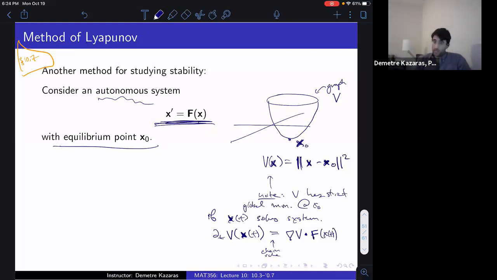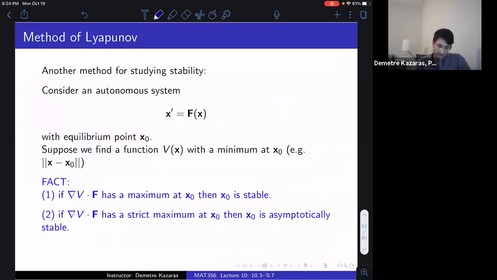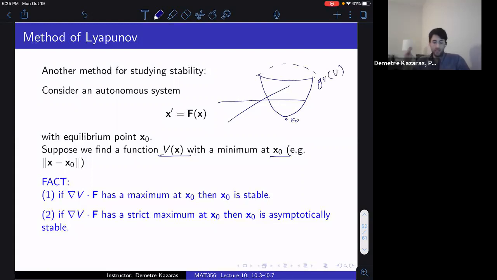Anyway, so let's see what the fact is. Okay, so suppose you find one of these functions which has a minimum at x naught. So let me just draw the picture again so that we're on the same page. Here is x naught. Here is V, just the graph of V. So global minimum at x naught, something like x minus x naught squared.